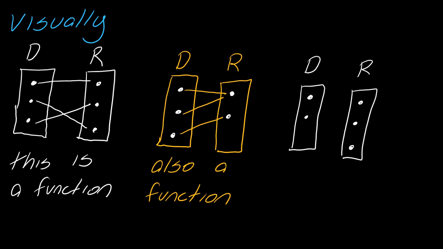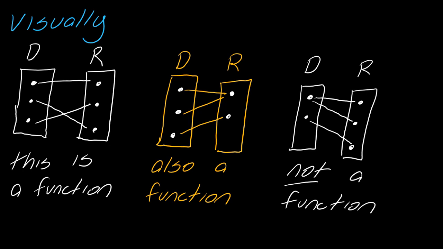But let me show you what's not okay. This is exactly what's not okay and would not be a function. This member of the domain goes to 2 separate things in the range. So this is the one type of relationship that we can't have, and that's what we have to watch out for. And again, it's this little part right here that's the problem.